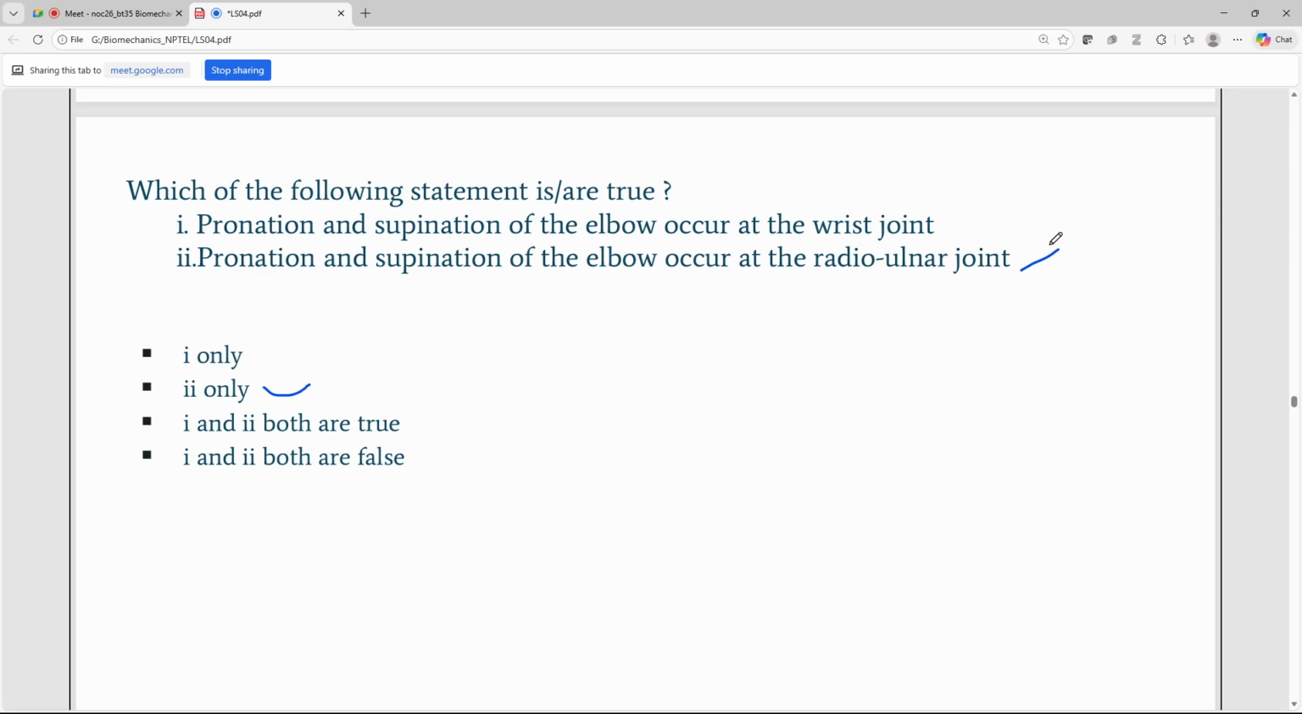Pronation and supination, that is the sideways rotation of the wrist, is made possible due to the radio-ulnar joint. This is where the relative motion of both the radius and ulna bones makes the twisting motion of the wrist.